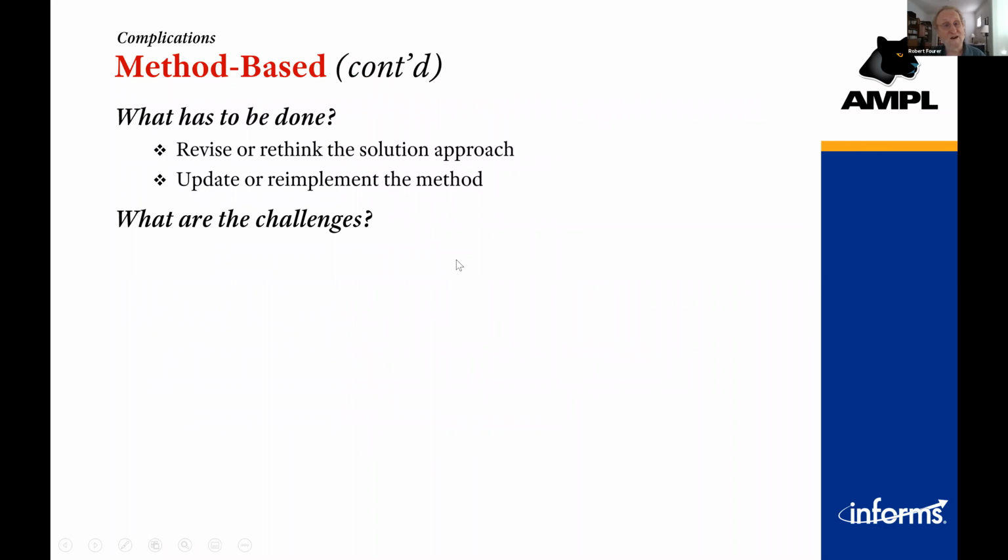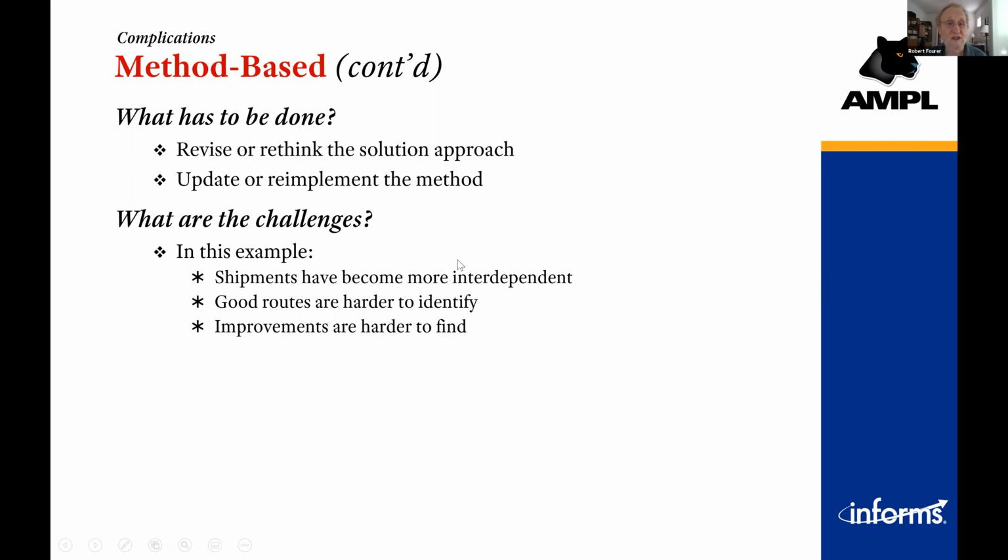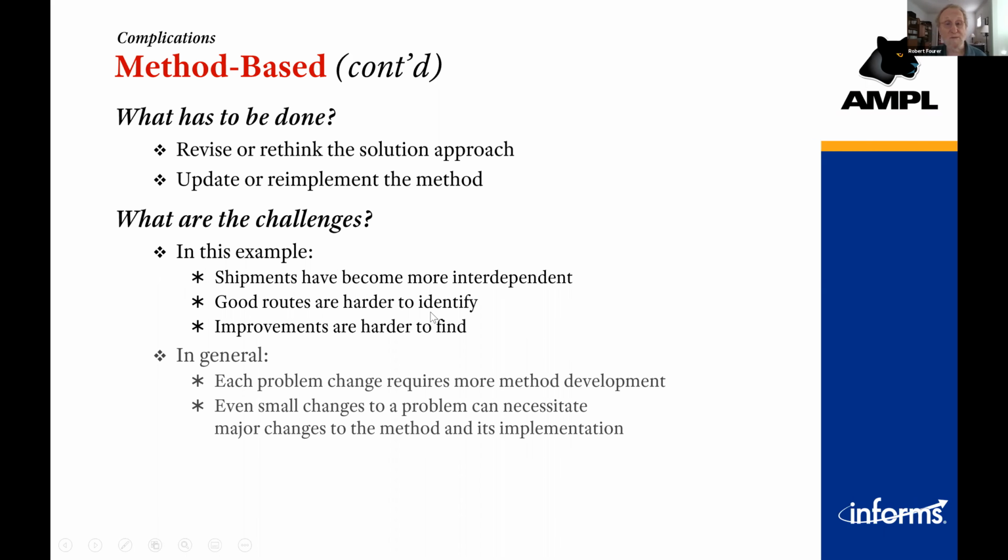And what are the challenges of this? Well, in this particular example, by putting in these complications, the shipments have become more interdependent. What you do with one shipment affects another one because it determines which links you've paid a fixed cost for and which you haven't, that kind of thing. And two different shipments may combine to give you the minimum shipment amount. So it's actually more challenging to build an algorithm than before. And in general, every time you change your problem, you have to redevelop your method to some extent.